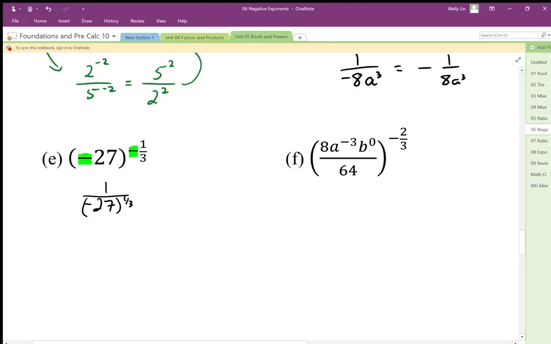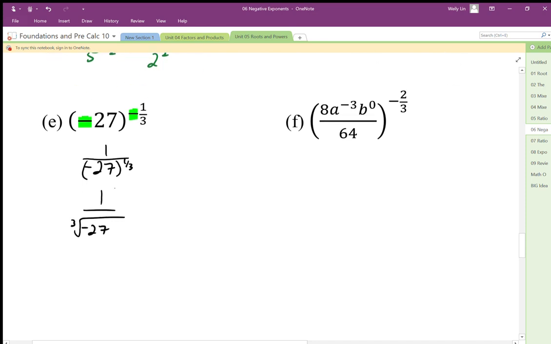This means roots. So now I'm talking about the cube root of negative 27 in the denominator. Okay, it stays a divide down there. The negative has nothing to do with that divide. And so when I cube root negative 27, well, negative 3 times negative 3 times negative 3 gives me my 27. So the final answer is negative 1/3.